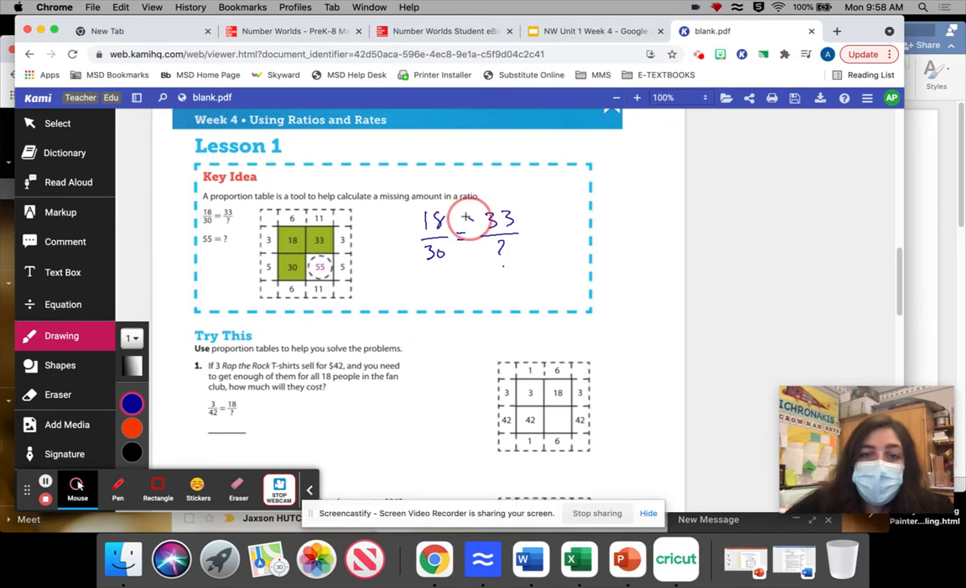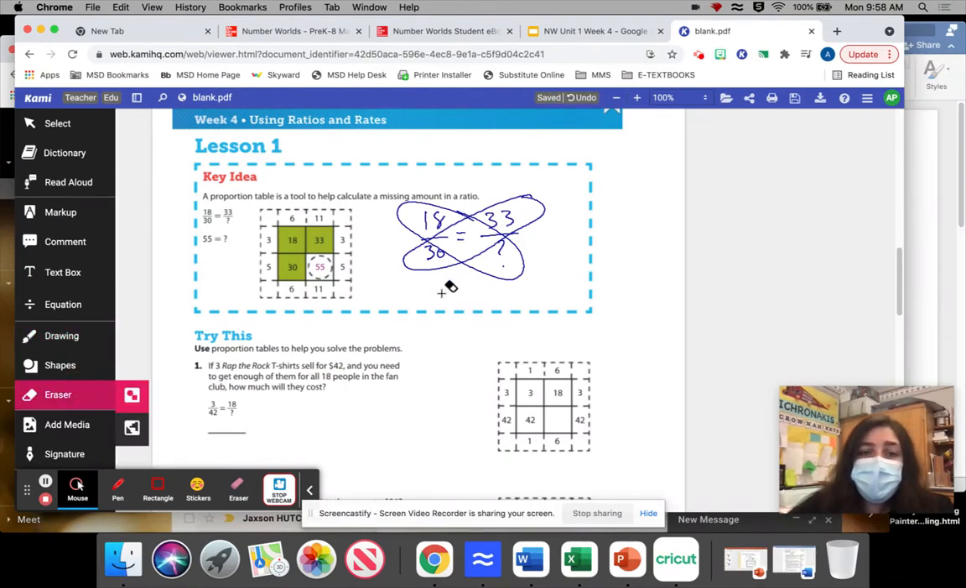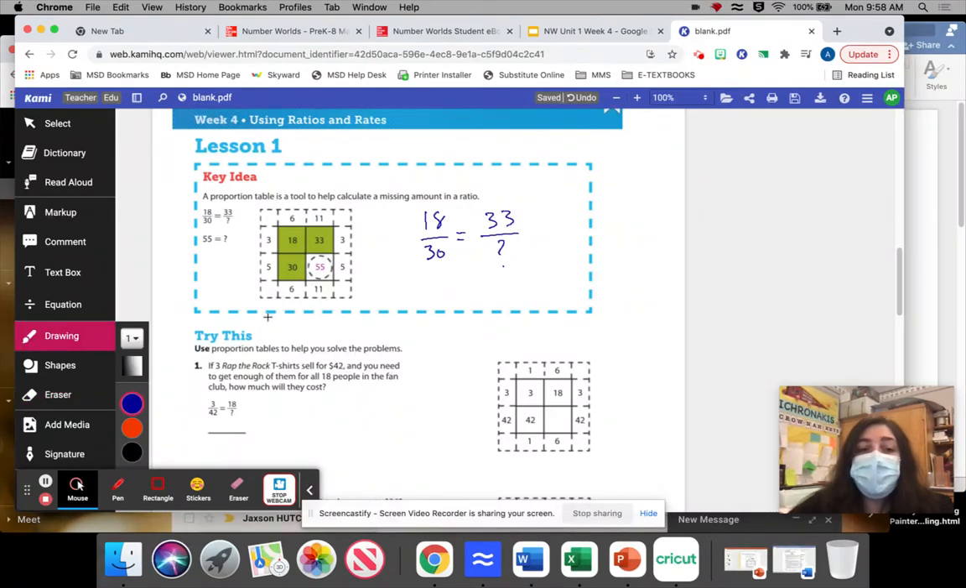Okay, remember we used cross multiplication. So we would do something like this and we would find that missing piece. Now we're going to learn to use proportion tables. It's just another strategy to help you and something a different way to learn how to find that missing piece. So over here we see that the ratio is 18 over 30 equals 33 over some missing piece right here.